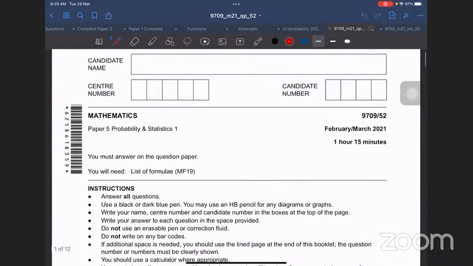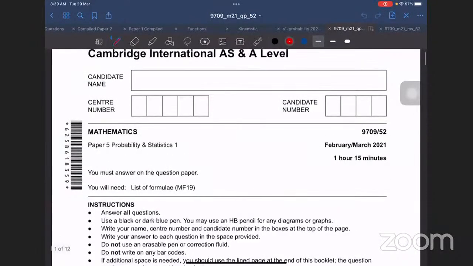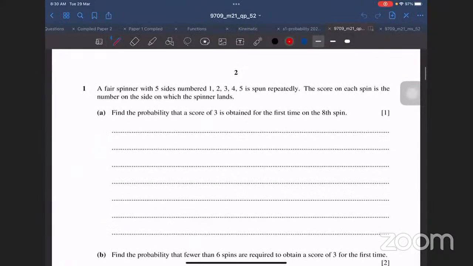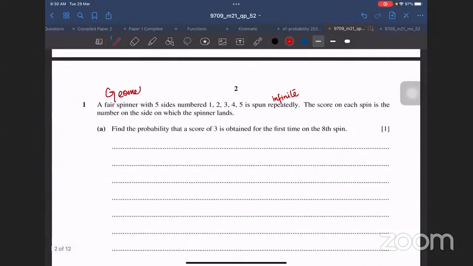Okay, so this first S1 exam, March 2021. Let's look at the questions. It says a fair spinner with 5 sides numbered 1, 2, 3, 4, 5 is spun repeatedly. The score on each spin is the number on the side on which the spinner lands. When it says repeatedly, that means there are an infinite number of trials. Therefore, this is what we call a geometric distribution. Sorry, not progression.